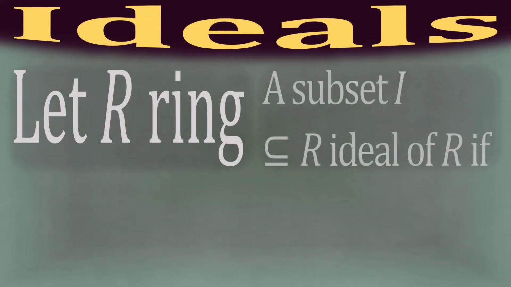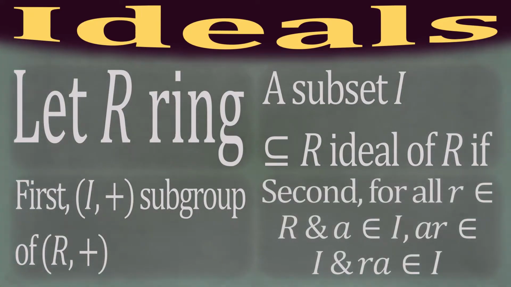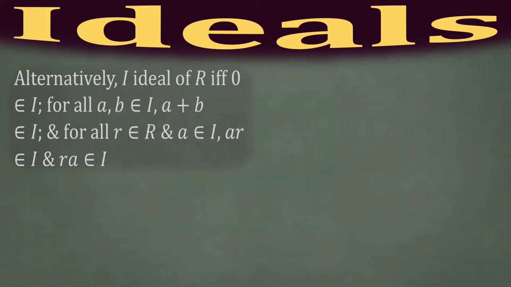Let R be a ring. A subset I of R is an ideal of R if, first, I with addition is a subgroup of R with addition. Second, for all r in R and a in I, we have that ar is in I and ra is in I. Alternatively, we can say I is an ideal of R if and only if 0 is in I, and for all a, b in I, we have a plus b is in I, and for all r in R, a in I, we have ar is in I and ra is also.